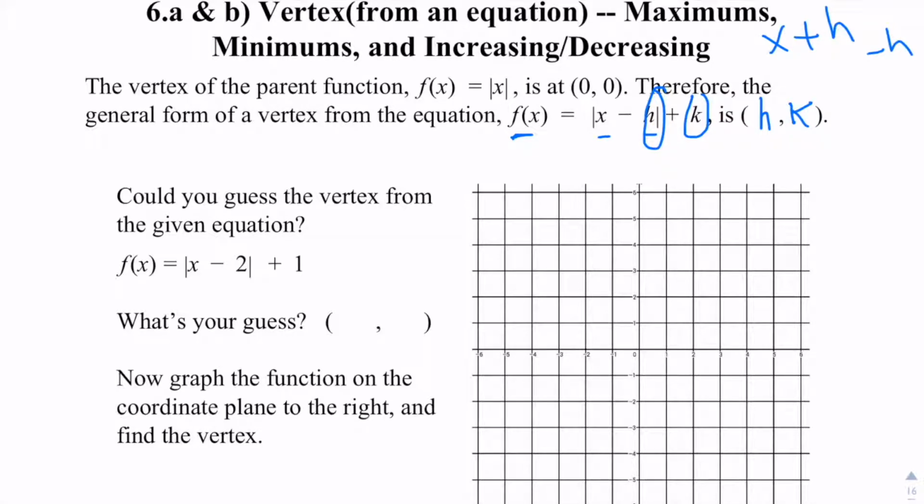Just like when we have those horizontal transformations, when it's positive, it goes to the left, and when it's negative, it goes to the right, because anything inside the absolute value expression is opposite of what you think.